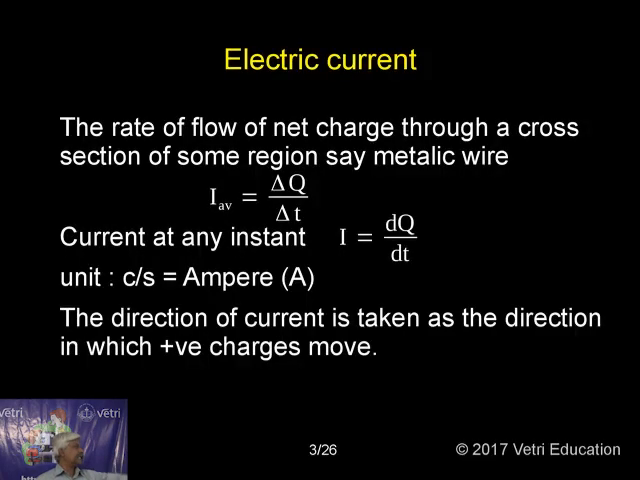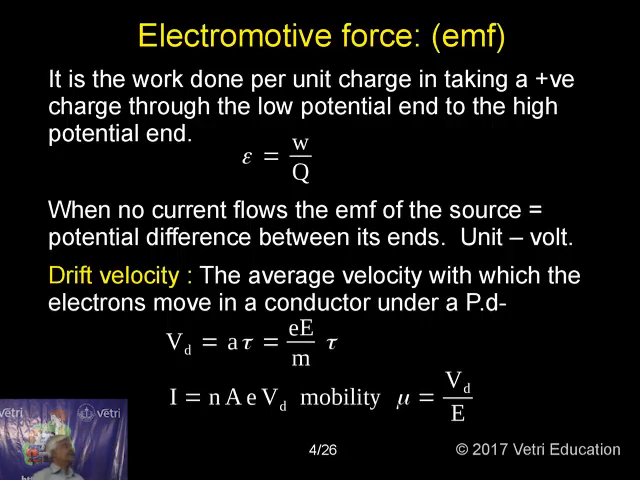That is given in the slides. The direction of current is taken as the direction in which positive charges move. Electromotive force, just now I have given, is the work done for a unit charge in taking a positive charge from the low potential end to the high potential end. Current is always flowing from higher potential to lower potential. If we move in the reverse direction, we have to do some work. That work done is called electromotive force or EMF. That is epsilon or E is equal to W by Q. This is a formula I have also given.